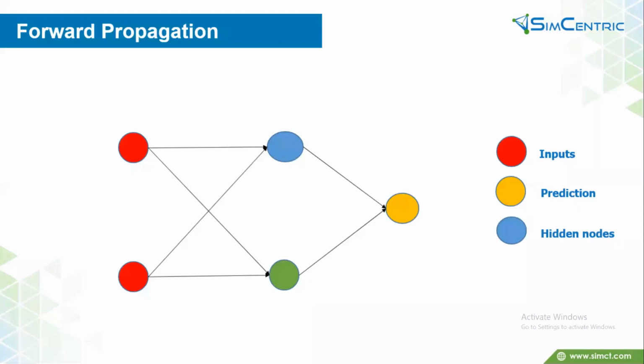So as you can see, a directed graph with nodes and edges, right? I have marked the input nodes with red, hidden nodes with blue, and prediction nodes with yellow, right? And you can see this as the input layer, this as the hidden layer, this as the output layer. The similar structure as we discussed in the previous slide, right?